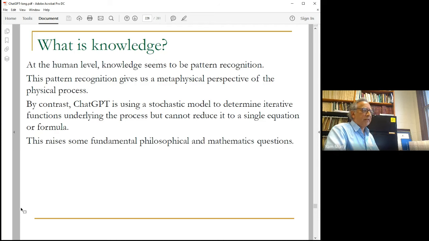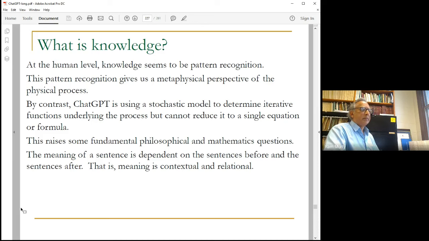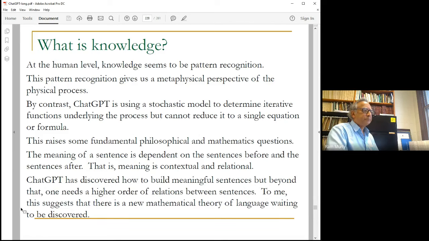So this raises some fundamental philosophical and mathematical questions. The meaning of a sentence is dependent on the sentence before and the sentence after. So meaning is always contextual and relational. ChatGPT has discovered how to build meaningful sentences, but beyond that, one needs a higher order relation between sentences. To me, this suggests that there's a new mathematical theory of language waiting to be discovered.